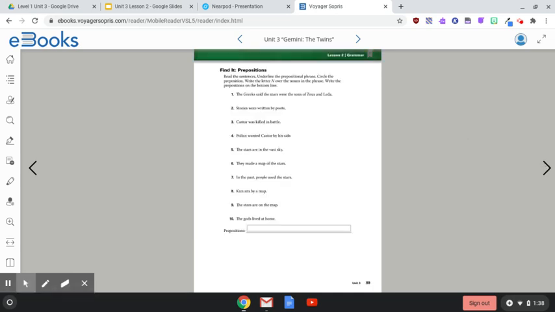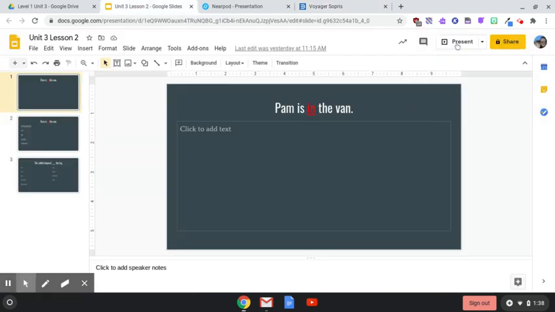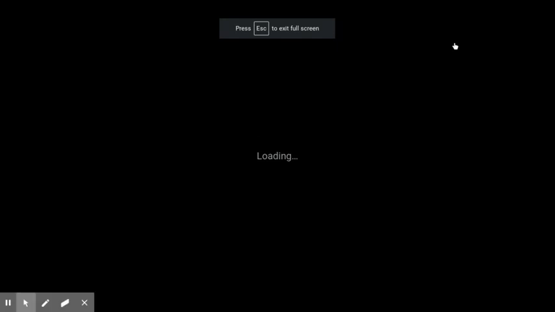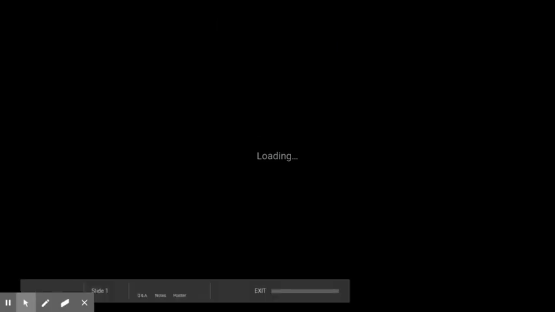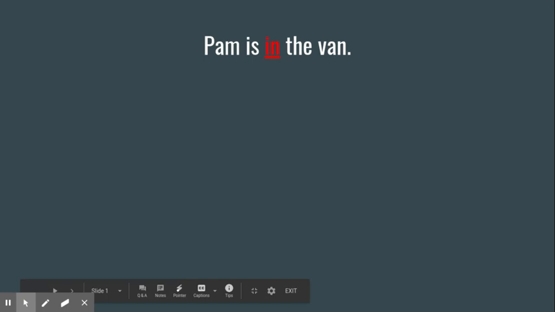Prepositions are small words that show the position or relationship between words in a sentence. Let's look at this example sentence. Pam is in the van. Notice I've underlined the word in. What does the word in tell us about Pam and the van? It tells us where Pam is. Where is she? In this sentence, the word in shows the position or relationship between words in the sentence.